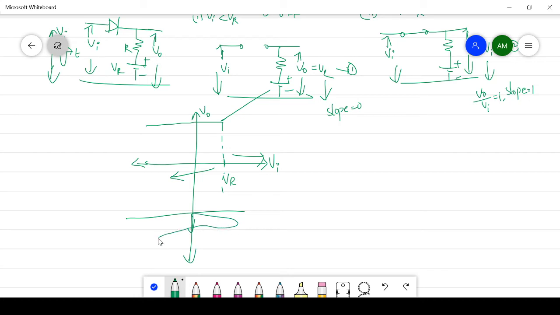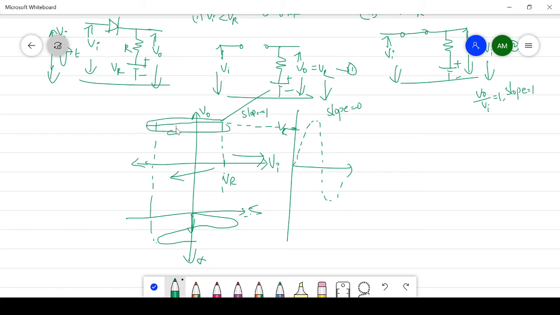Here we have to apply a sinusoidal input signal. So this is the input voltage, and we get the output as follows. This is the actual input signal, and this is the reference voltage. Above the reference voltage is the conducting part, where the slope is 1, and below the reference voltage is the clipped part. So we get this type of output in the output section.